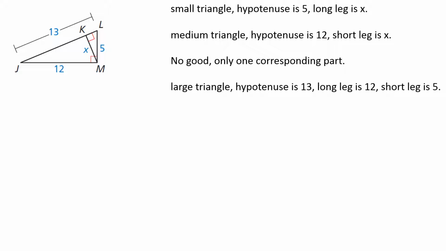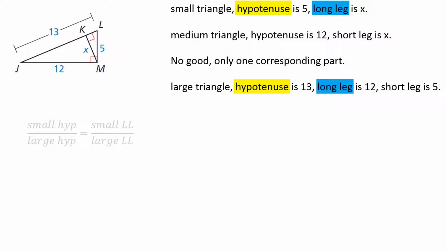Grab the large triangle, and once again, I can compare the hypotenuse from the small triangle to the large triangle. I can compare the long leg from the small triangle to the large triangle. So there's my comparison. The small triangle hypotenuse compares to the large triangle hypotenuse the same way the small triangle long leg compares to the large triangle long leg.